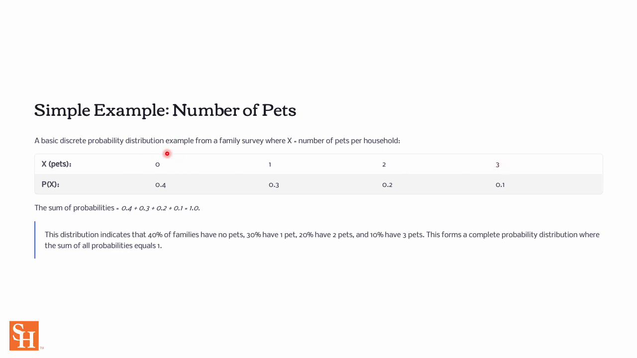So some of the family can have 0 pets, some of the family can have 1 pet, some of the family can have 2, and some of the family can have 3 pets. And what are the associated probabilities with that? The associated probabilities are 0.4, 0.3, 0.2, and 0.1. So what does that mean? What do these numbers mean?